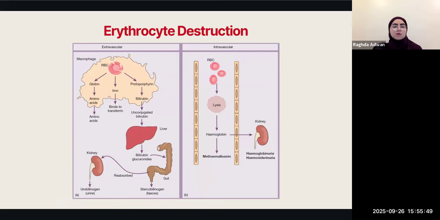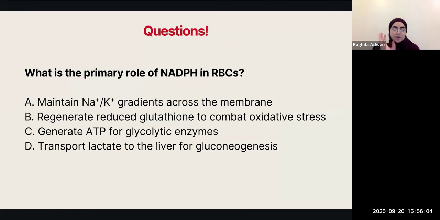This is just to come to a full circle moment where we started with red blood cell formation and life cycle, and now it has come to red blood cell death, where it will be destroyed and taken out of the body and then recycled. That's it for the erythrocytes lecture.